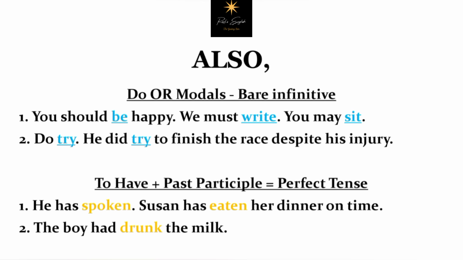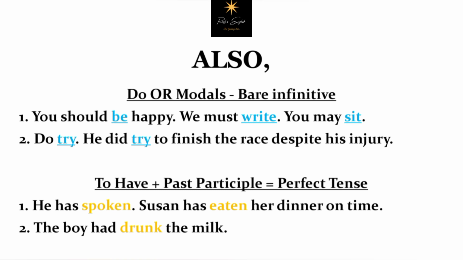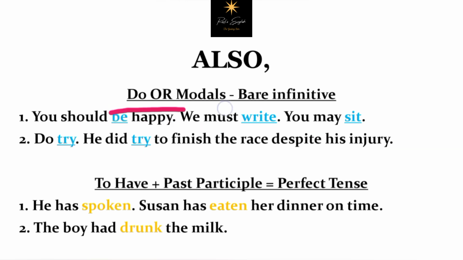Also, let's look at do or modals. When you have do or a modal verb, you have to use a bare infinitive. You should be happy, you must be happy, we must ride, you may sit. All these were modals. Then we use the bare infinitives of all these words. Same with do try. Do and try can be two verbs, yes, but are we using them as two verbs? No, we are not. So he did what? He did try to finish the race despite his injury. Why have I not put all this stuff before? Because this is very simple to understand. So do or modals, a bare infinitive follows that without exception.